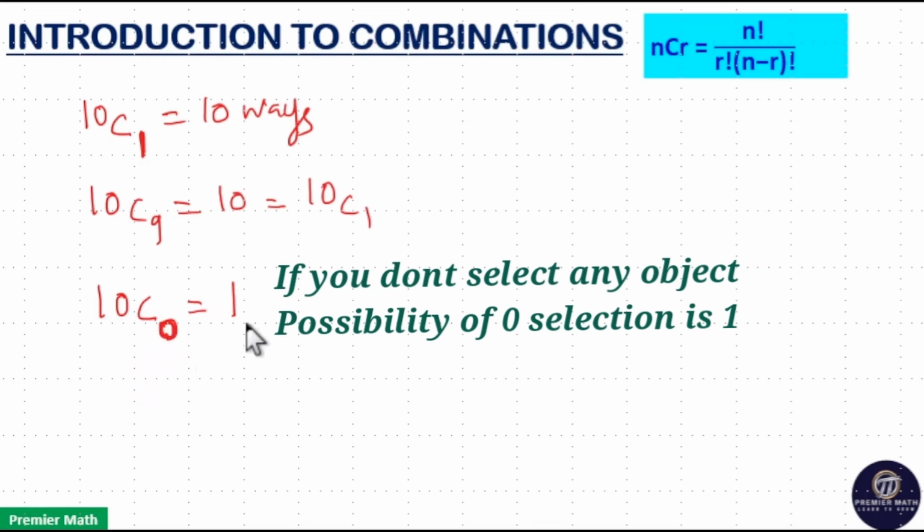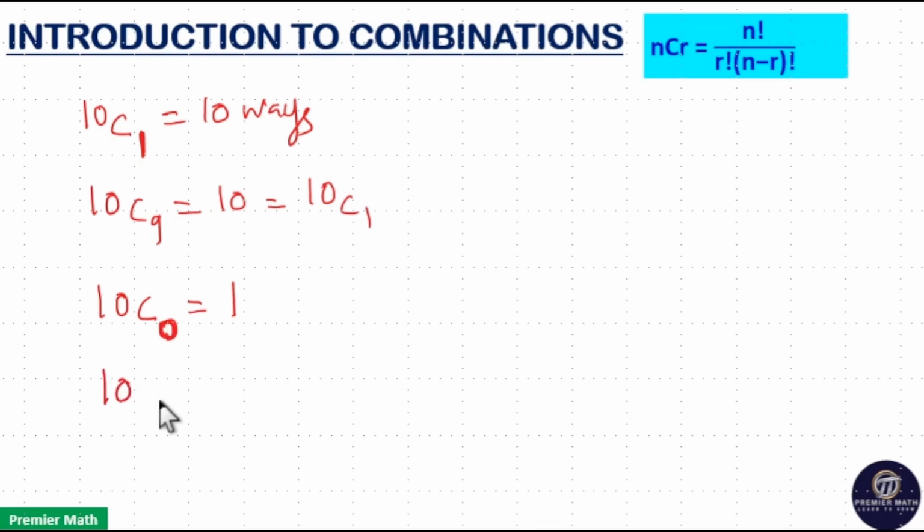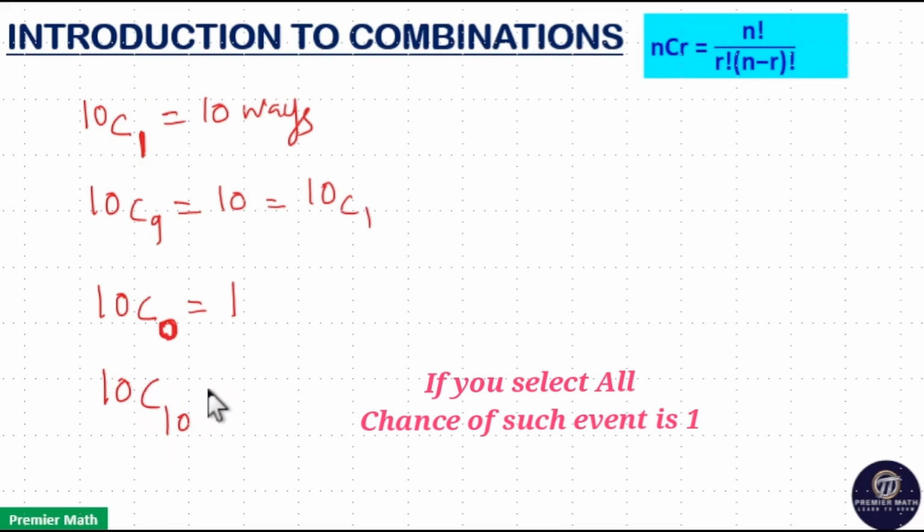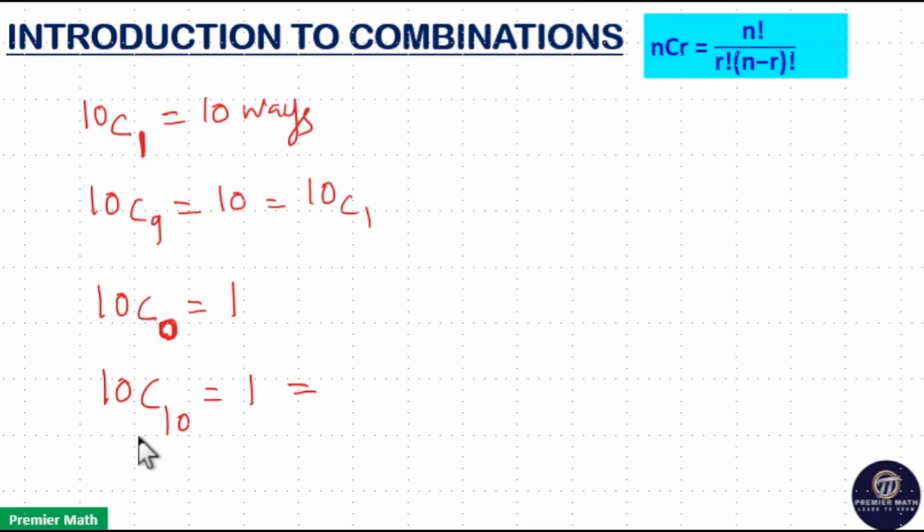Now, if you select 10 out of this 10 objects, this can be done in 1 way. Because there is only one way of selecting all the objects. So, here if you take the difference, 10 minus 10 is 0. That is, 10C0 is equal to 10C10.